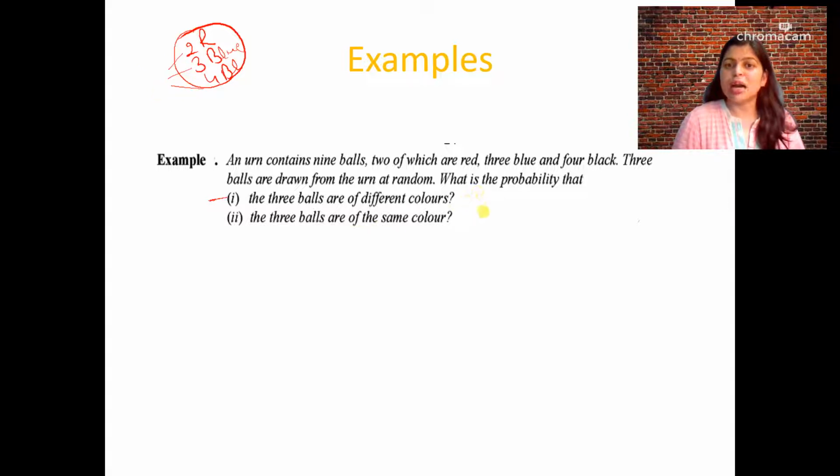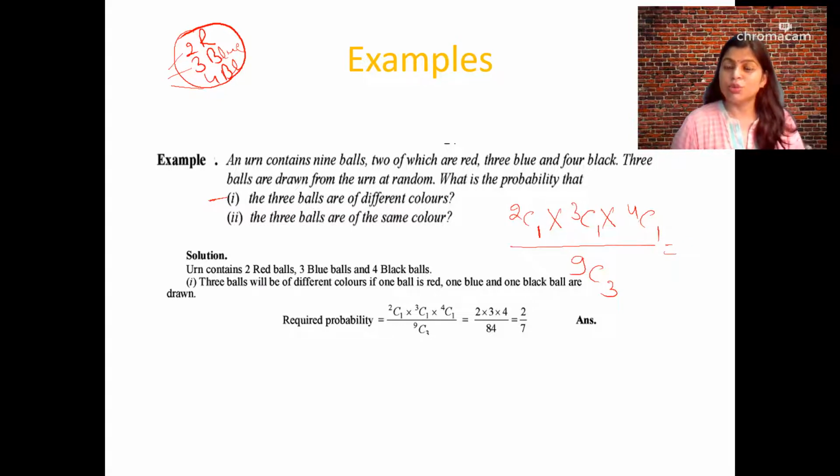So what should be our answer directly if I write? Out of 2 red I need 1, out of 3 blue I need 1, and out of 4 black I need 1, and in total out of 9 I am drawing 3. So this is how I can find my answer, but in the examination you have to use proper language.